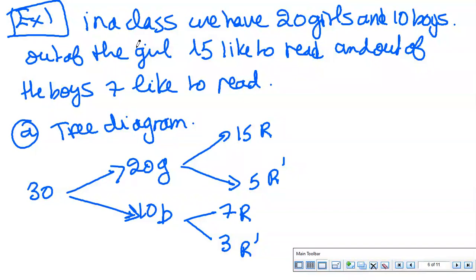That's it. In a class, we have 20 girls and 10 boys. Out of the girls, 15 like to read, and out of the boys, 7 like to read. So I can do a tree diagram here. Those are the 30 students of my class. I have 20 girls and 10 boys. Out of the 20 girls, 15 like to read, and if 15 like to read, it means the 5 don't like to read. The boys, 7 like to read, and 3 don't like to read.